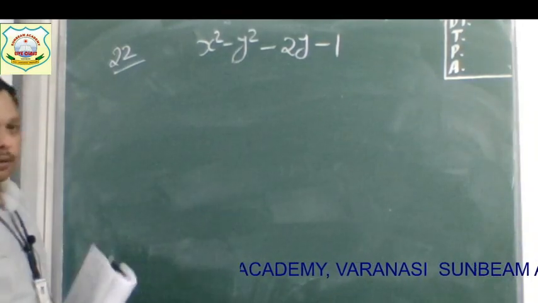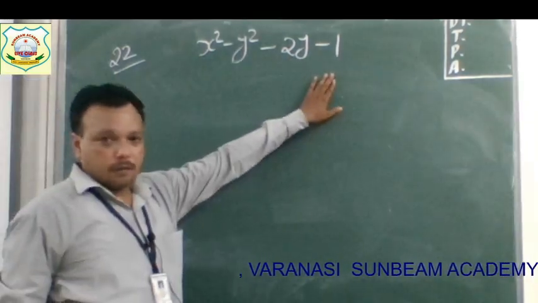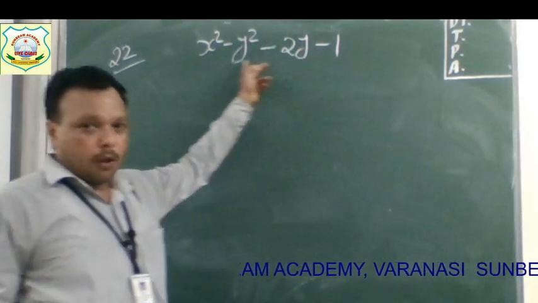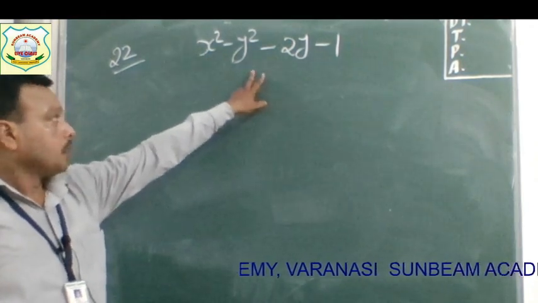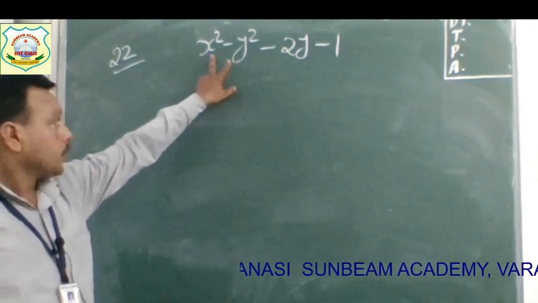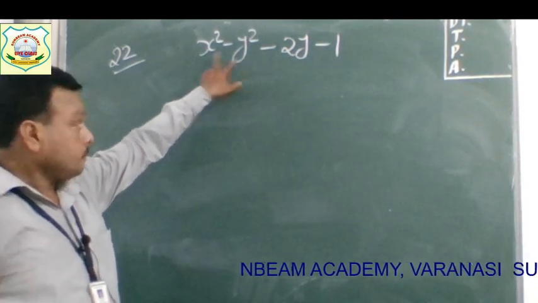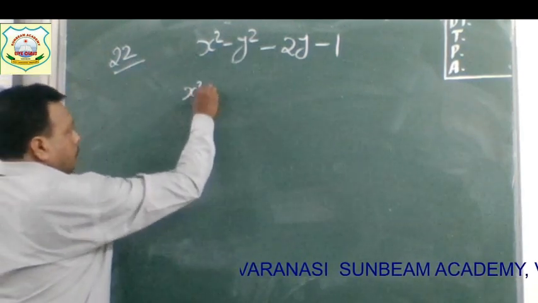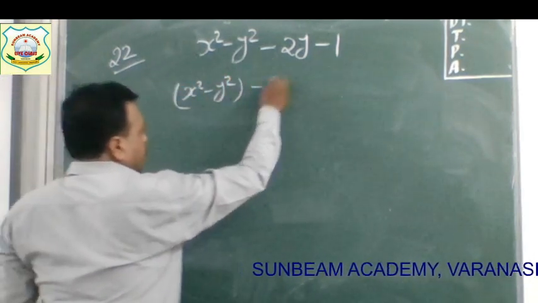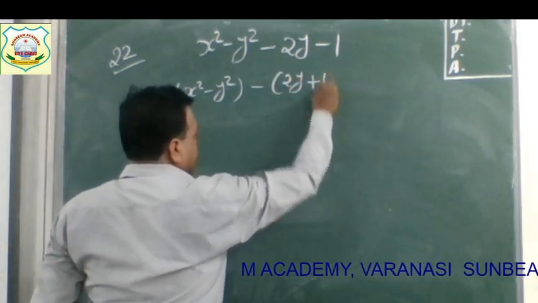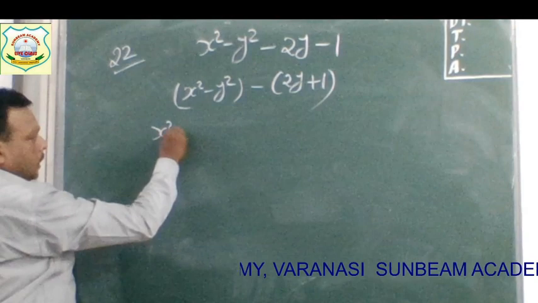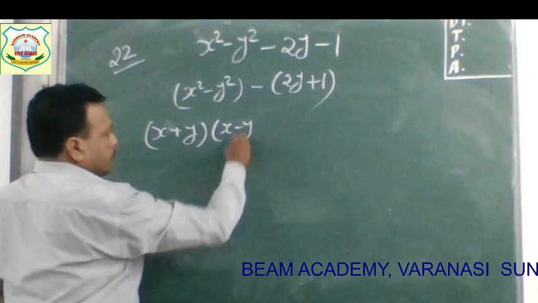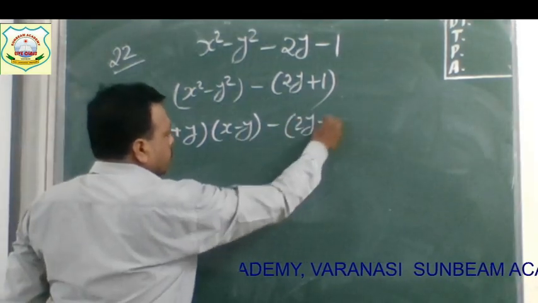Students, how can we do it? First of all, we will see if any value is common here. X square minus y square minus 2y minus 1. No value is common here. Clear, students? We can use identities now. X square minus y square we can use, but if you put it in a bracket, just now x square minus y square, and minus 2y, the sign will change to plus 1. What can we do now? X square minus y square, the form is (x plus y) and (x minus y), minus 2y plus 1.